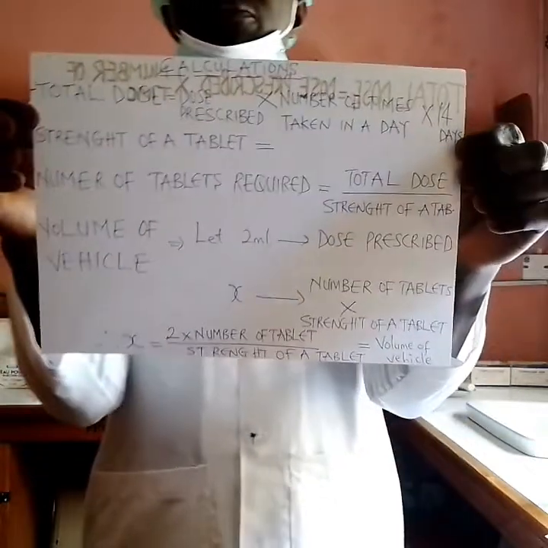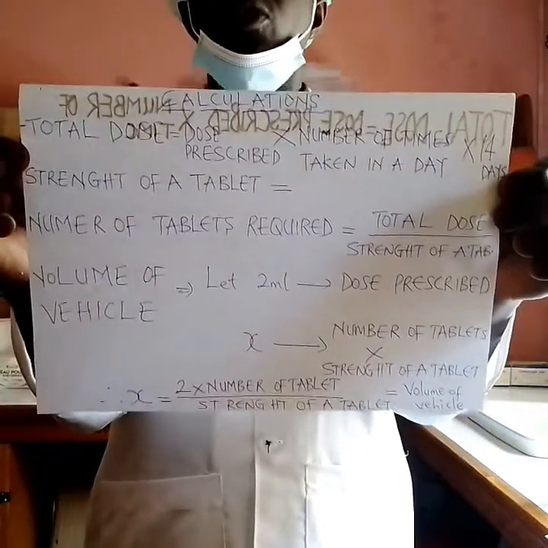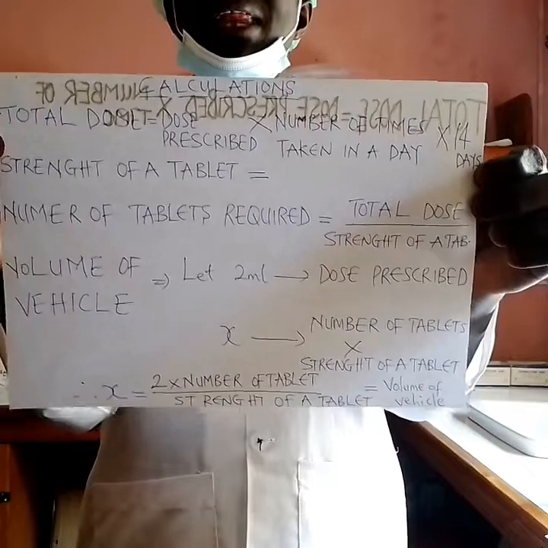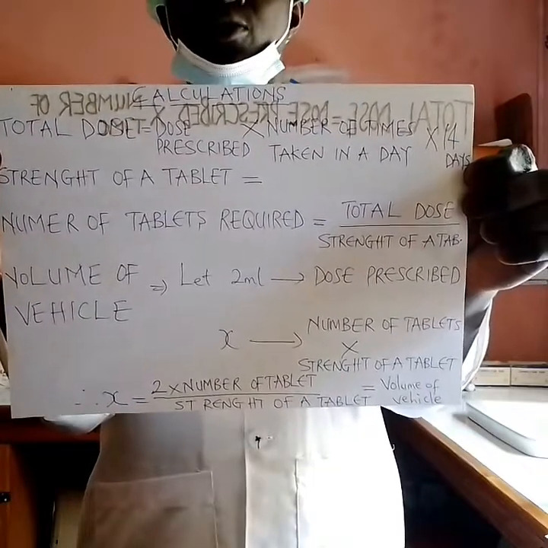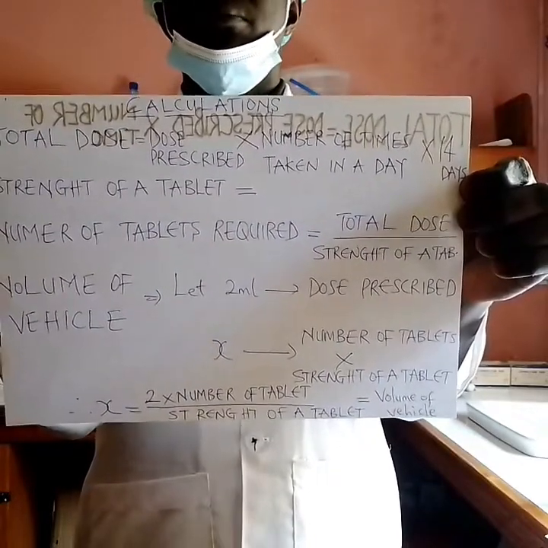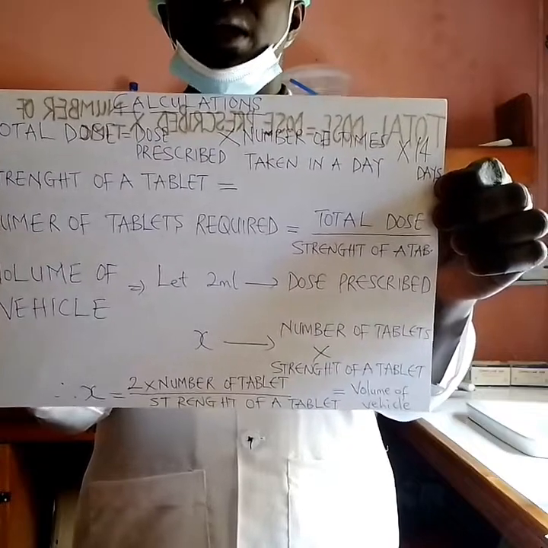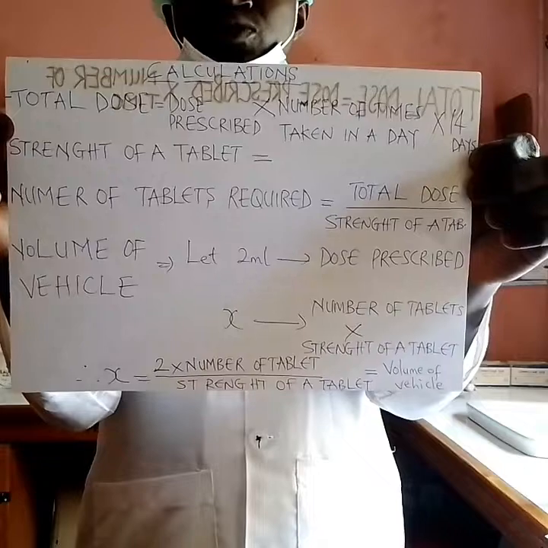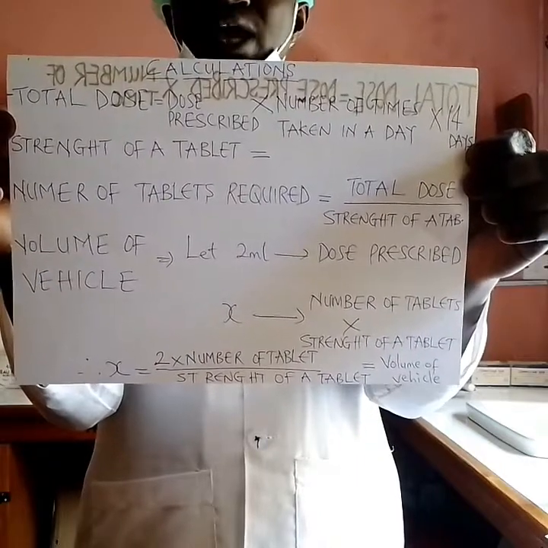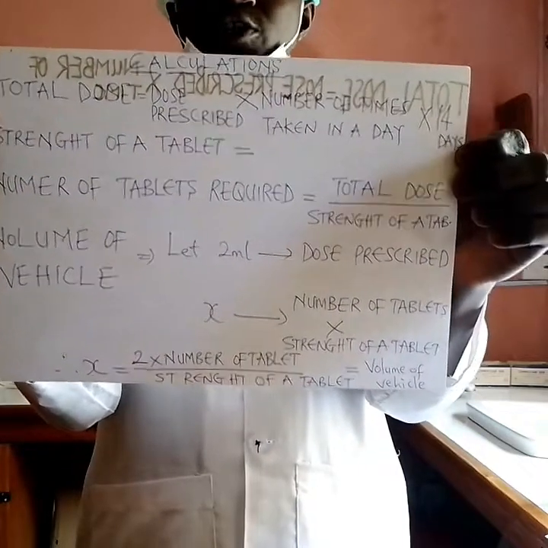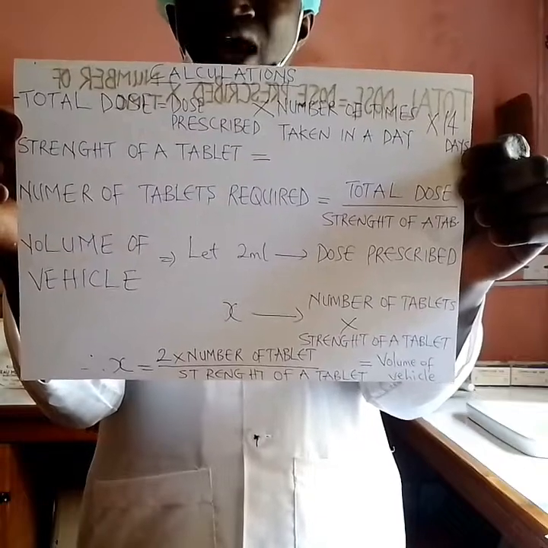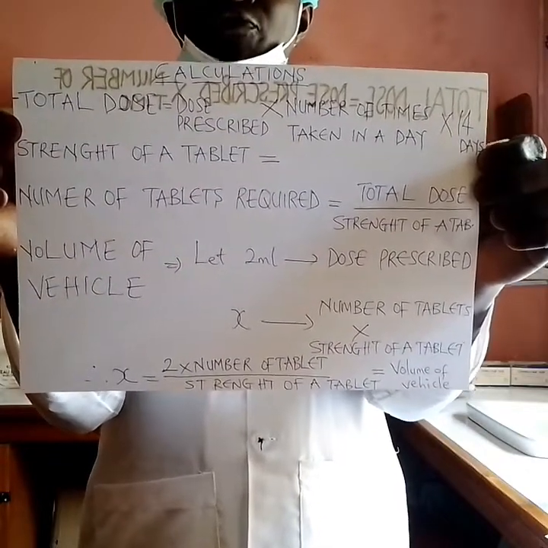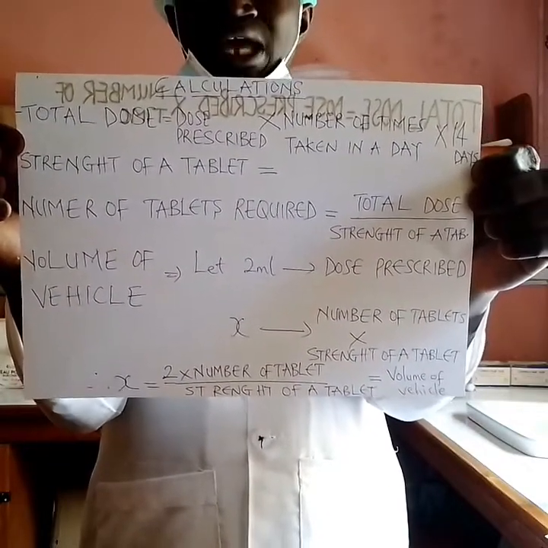Remember I said, for you to get the volume of vehicle you are to use, you say let so many mils be that gram or milligram the doctor prescribed. Here we assume 2 mils. I decided to use 2 mils. You can use 2.5, you can use 3, you can use 5. But you need to consider, one, the volume of vehicle you have with you. Is it enough?